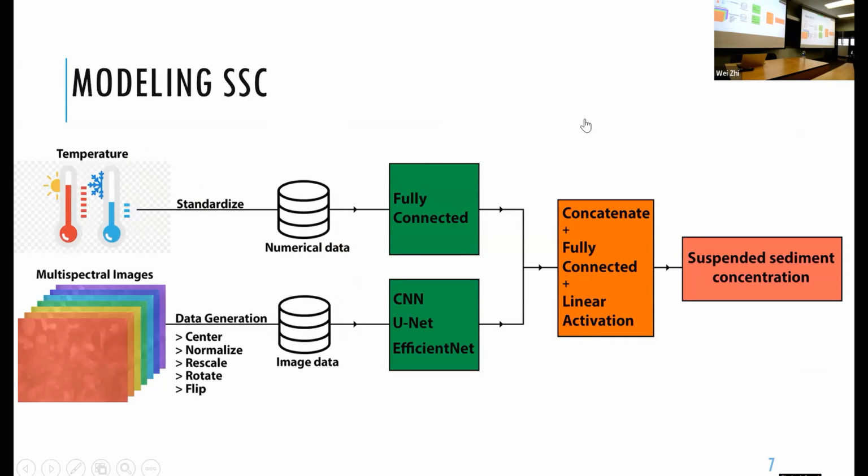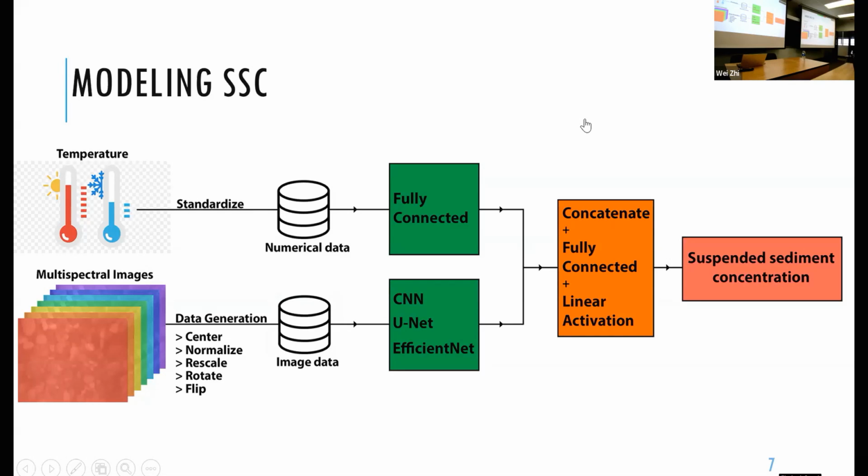And this is our general model for modeling suspended sediment. We've got temperature data that was recorded from a thermometer in the tank. That's numerical data. And we've got multispectral images from a MicaSense camera, which is a 5-band camera: RGB plus red edge and near infrared. We do some data generation before feeding it to different models, just to make sure we are not overfitting and we have enough samples.